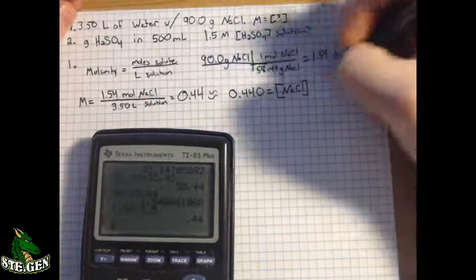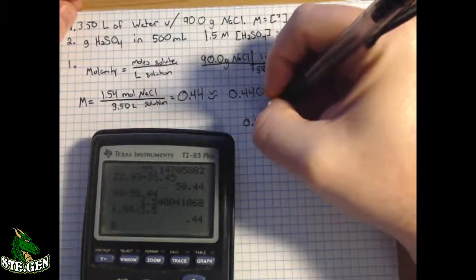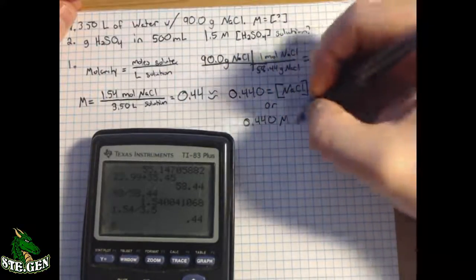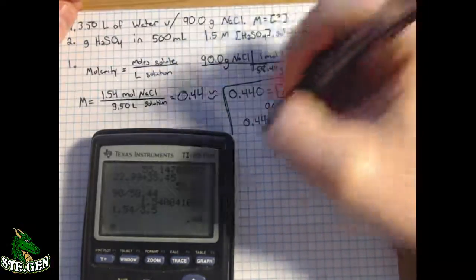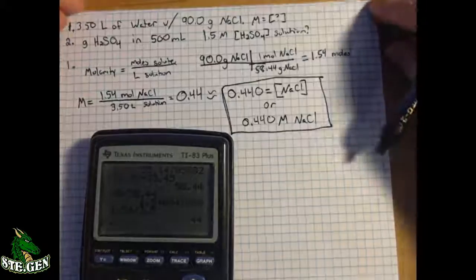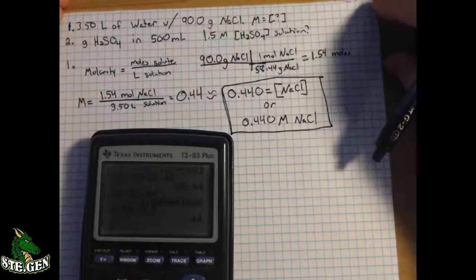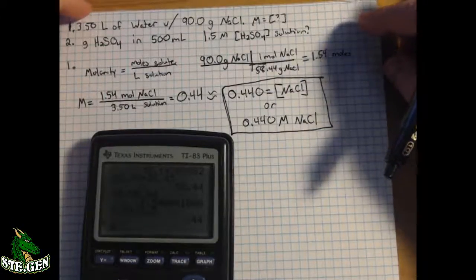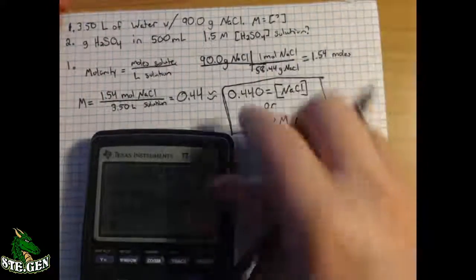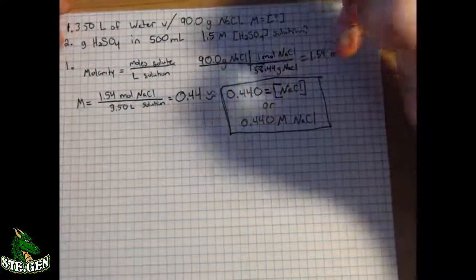equals the bracket concentration of NaCl, or the other way you could write it is 0.440 big M molar of NaCl. Either one of those methods of writing it would be acceptable. So 0.440 molar of NaCl. And that is how you pronounce it when it's molarity. You say molar, which is weird because molars are teeth. But whatever. I wasn't at the council where they made that decision.